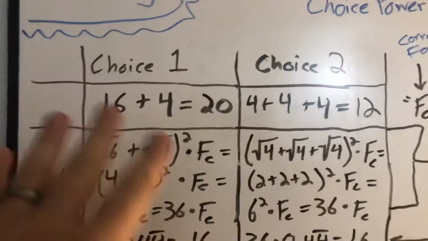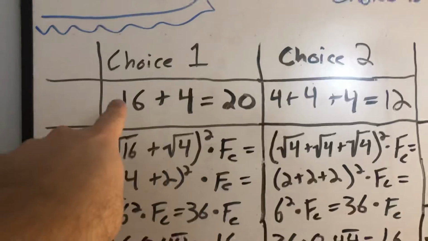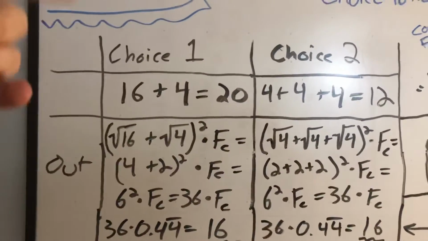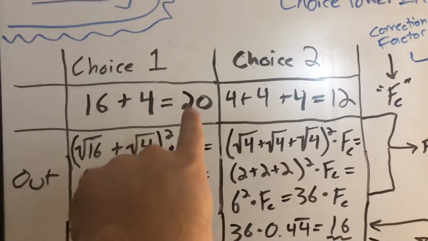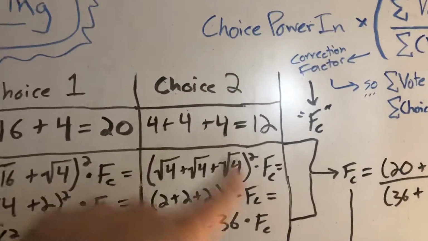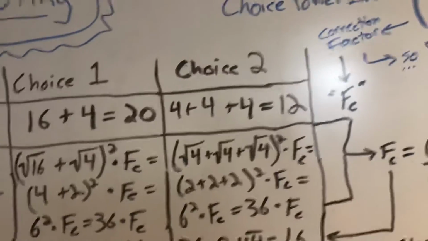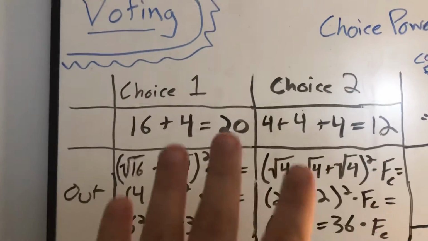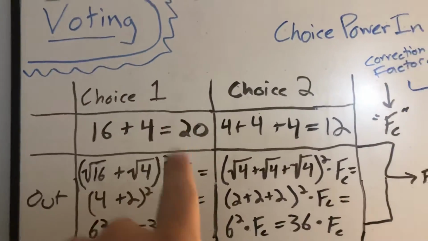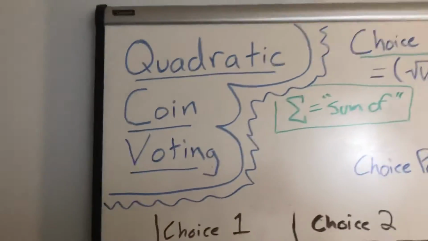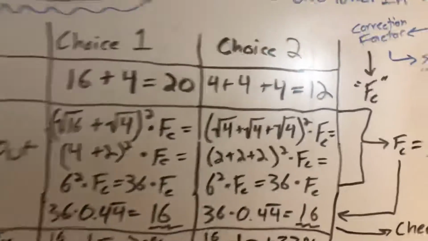In choice 1, in this scenario, let's say one vote was worth 16 power, another one was worth 4. They both voted for choice 1, and that's a total of 20. Choice 2 had 3 votes. Each one was worth 4 power, and you get 12 at the end. So choice 1 would have won in this particular scenario with 20 voting power over the 12, even though fewer people voted for it.